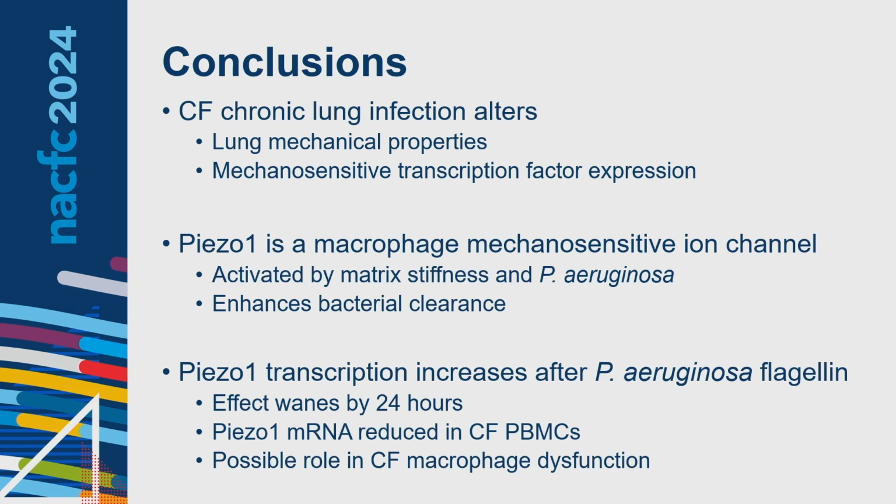So in conclusion, cystic fibrosis chronic lung infection alters the lung mechanical properties as well as expression of mechanosensitive transcription factors. Piezo-1 is a macrophage mechanosensitive ion channel. It is activated in the setting of matrix stiffness and Pseudomonas aeruginosa, and it enhances bacterial clearance upon activation. While piezo-1 transcription increases after Pseudomonas aeruginosa flagellin, this effect wanes after 24 hours. We see reduced piezo-1 mRNA in cystic fibrosis peripheral blood mononuclear cells, and therefore these data suggest to us that reduced piezo-1 expression has a possible role in CF macrophage dysfunction.